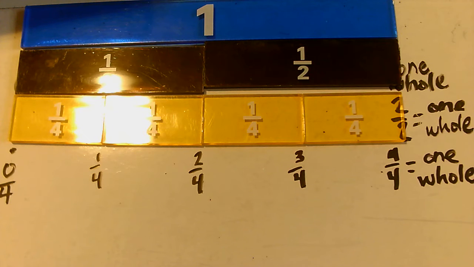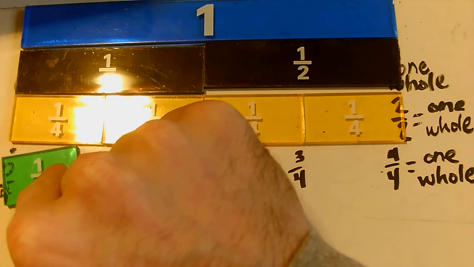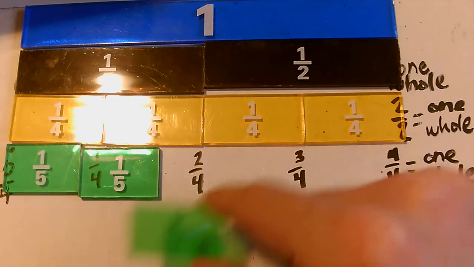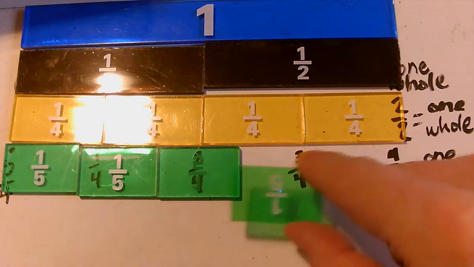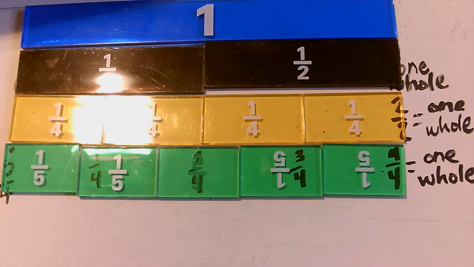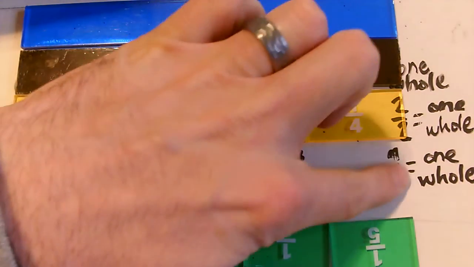And here's one last example. If I was going to count by fifths with me out loud, please. 1/5, 2/5, 3/5, 4/5, 5/5. 5/5 all together give me 1 whole.